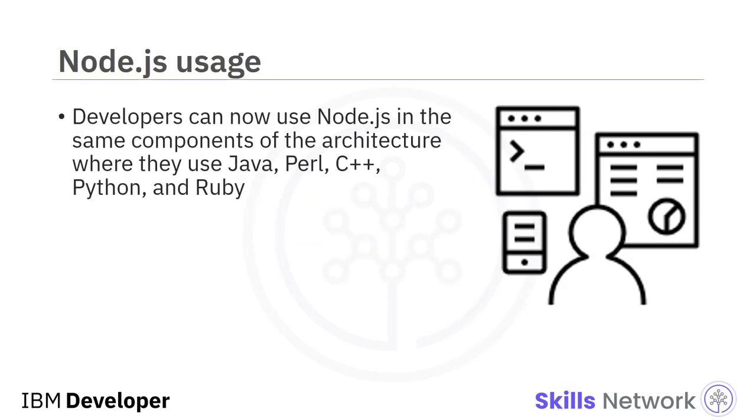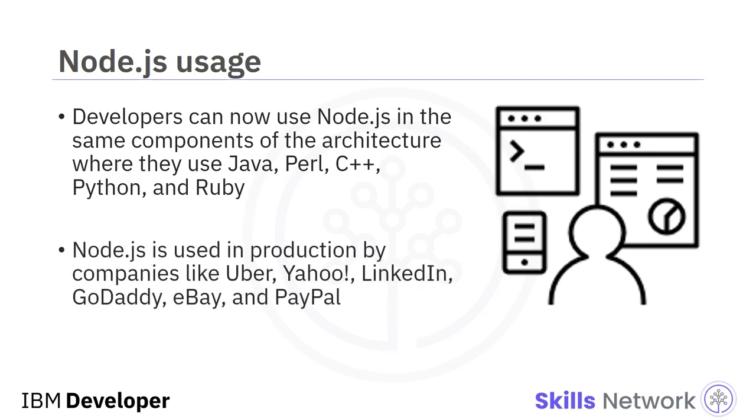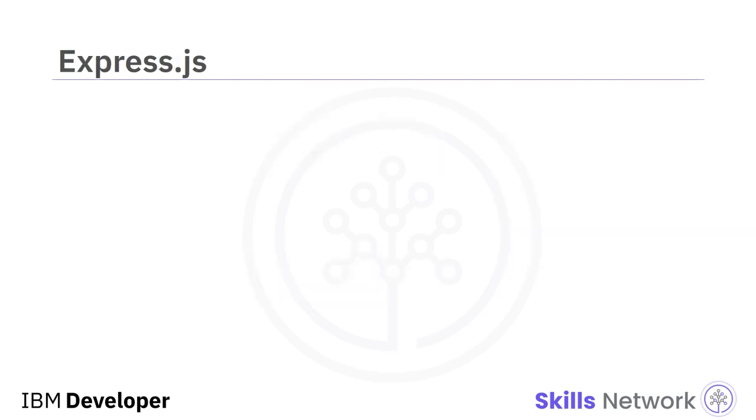Although developers can still use JavaScript for browser functionality in frameworks such as AngularJS, Dojo, and jQuery, they can now use Node.js in the same components of the architecture where they use Java, Perl, C++, Python, and Ruby. Node.js is used in production by companies such as Uber, Yahoo, LinkedIn, GoDaddy, eBay, and PayPal. It is event-driven and uses asynchronous non-blocking I/O.